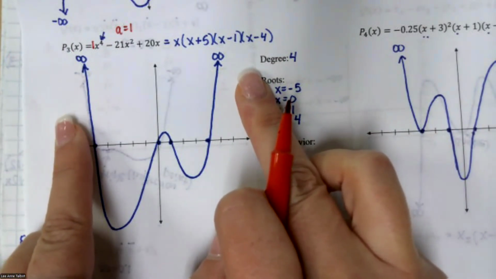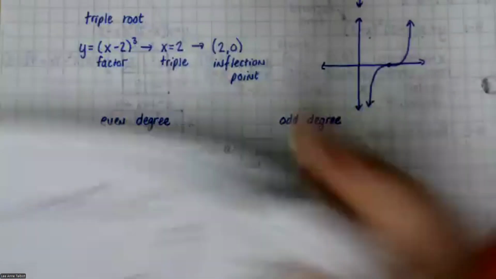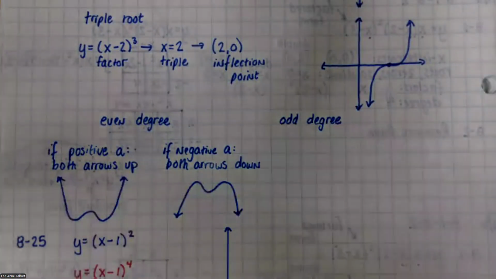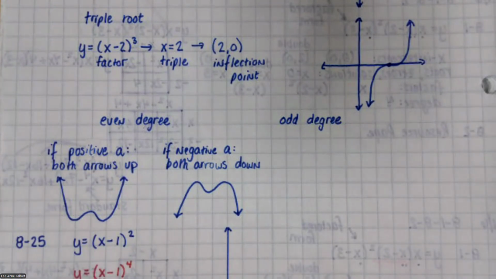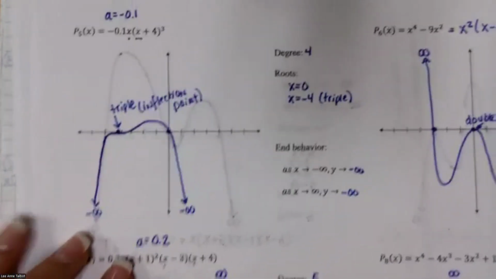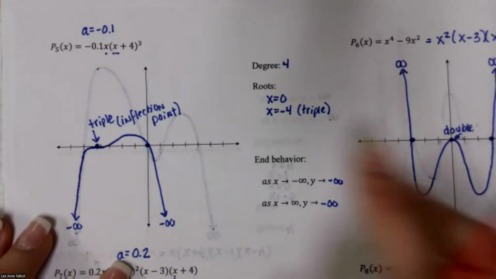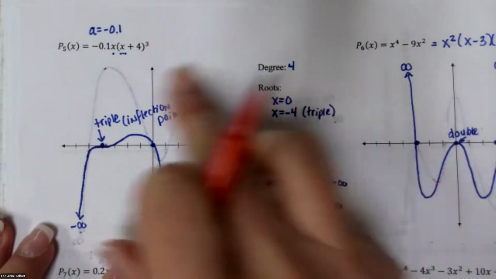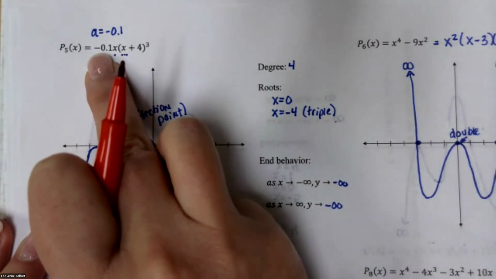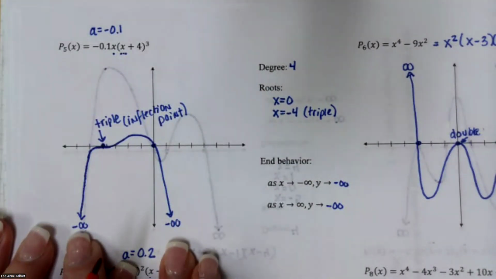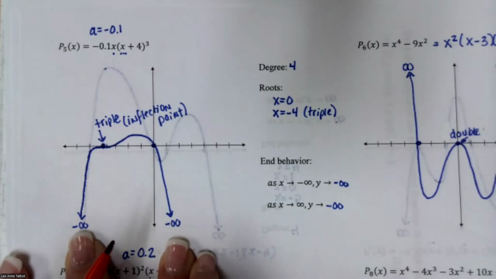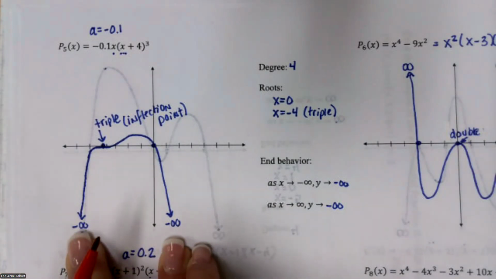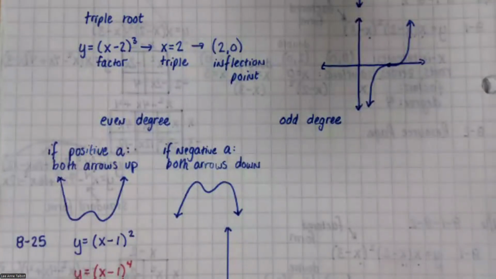Does that make sense? Okay, now find me graph number 5. Even degree, negative a value in the front, and now it's flipped and both arrows are going down. Did anybody pick up on this yesterday? That's the next thing I was going to say. Okay, now odd degree ones.